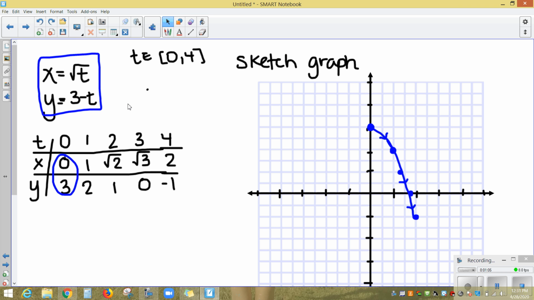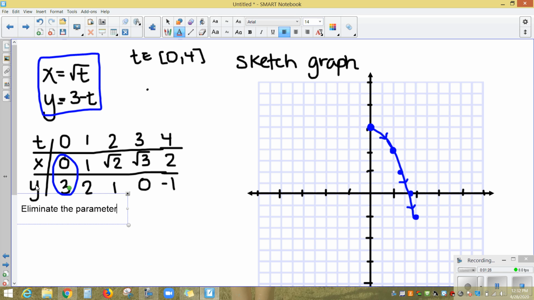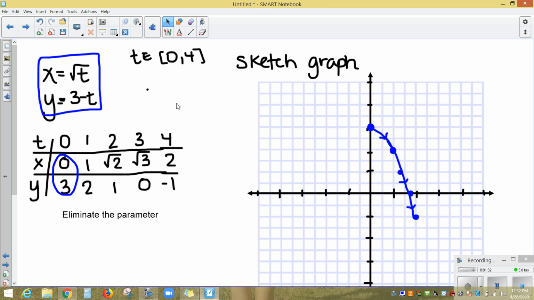One thing that we will be asked to do sometimes is, when we're given a set of parametric equations, someone might say, well, I want to know what equation that is with just x's and y's. I want to get rid of the t's, and we call that eliminating the parameter. When we eliminate the parameter, that means we're only writing it in terms of x's and y's.